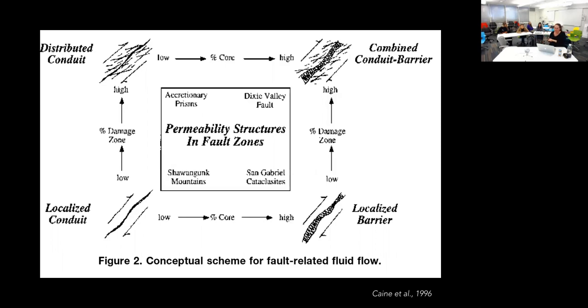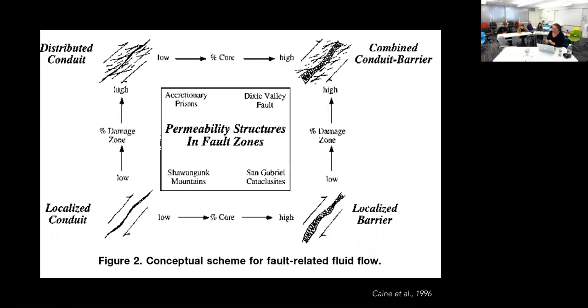When we move over toward the top right, we have the combined conduit barrier, which is this Dixie Valley example we just looked at, where you have a lot of fracture permeability in the damage zone, and you might also have, at least transiently, high permeability through the core as well. And this could be something that cycles in time, particularly with the amount of fluid supply or the amount of cementation that goes on.